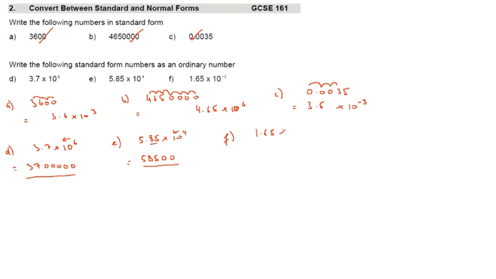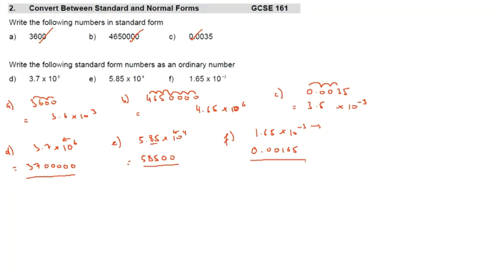And then question F, 1.65 times 10 to the minus 3. Well, remember, this minus 3 means go to the right 3. So this 1 jumps the point, and there's 2 more jumps to go. So it's going to be 0.00165. And we are done.